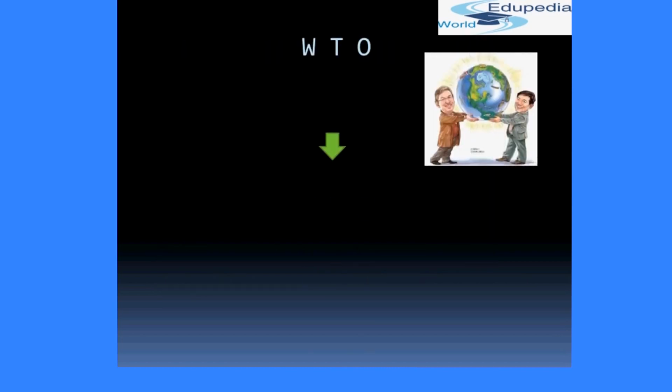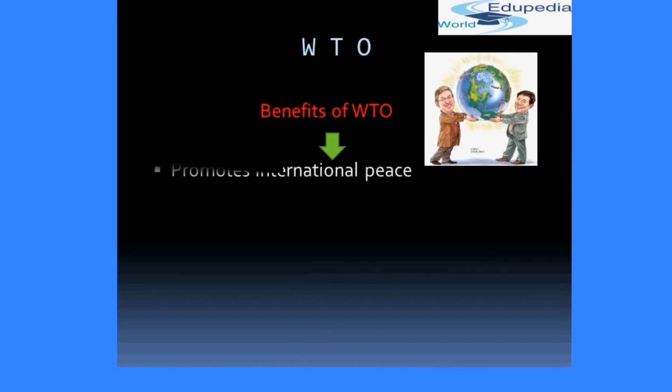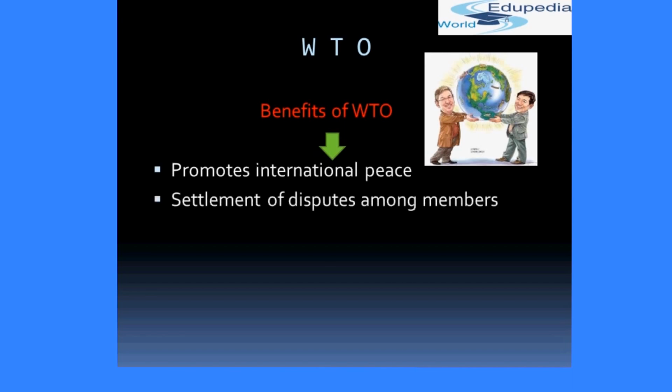Now, students, let's go ahead and see what are the benefits of WTO. What exactly is benefits given to the member countries? Number one is promotes international peace. It promotes international peace and facilitates international business. Another benefit of WTO is settlement of disputes among members. As we have discussed on role and functions of WTO, WTO settles dispute between member nations.